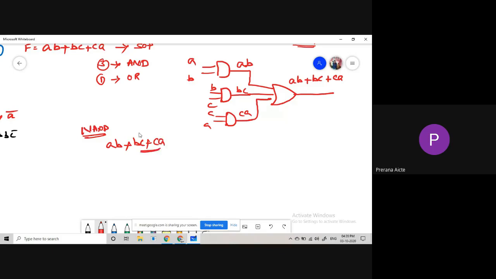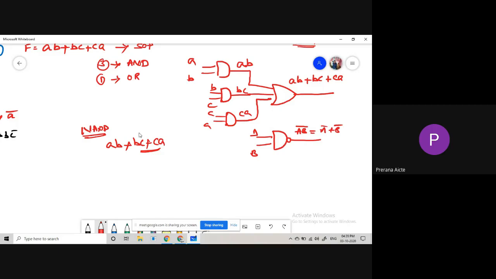For this, we should know one thing. What is the output of a NAND gate? AND plus NOT. This is the symbol of the NAND gate, and it is AB whole bar. If we apply De Morgan's law, we get A bar plus B bar.